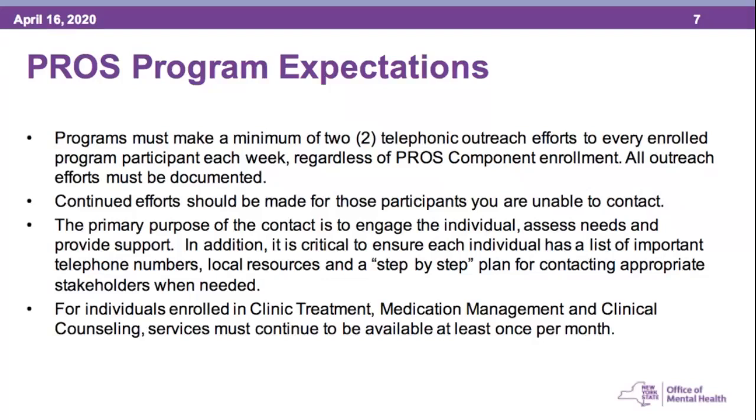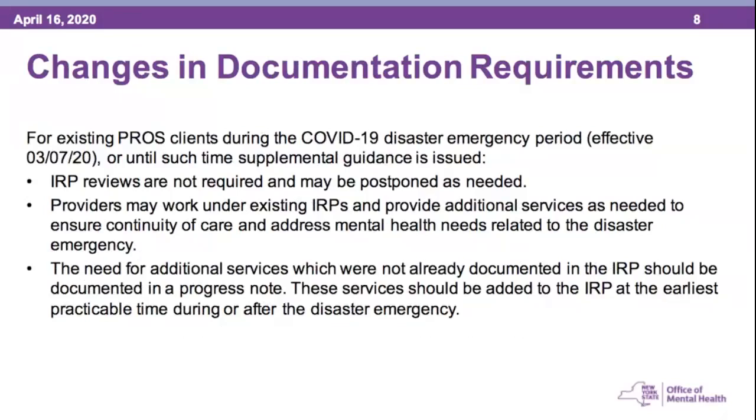Next slide, please. So here we'll talk about changes in documentation requirements. IRP reviews are not required and may be postponed as needed. Providers may work under existing individualized recovery plans and provide additional services as needed. So in the PROS model, as many of you know, there's always been this flexibility with adding or removing services as needed, not only to meet someone's needs, but as their interests change. But now more than ever, especially with the example I used earlier, intensive relapse prevention is a critical service that can be added to someone's IRP as needed, and the flexibility is once again there.